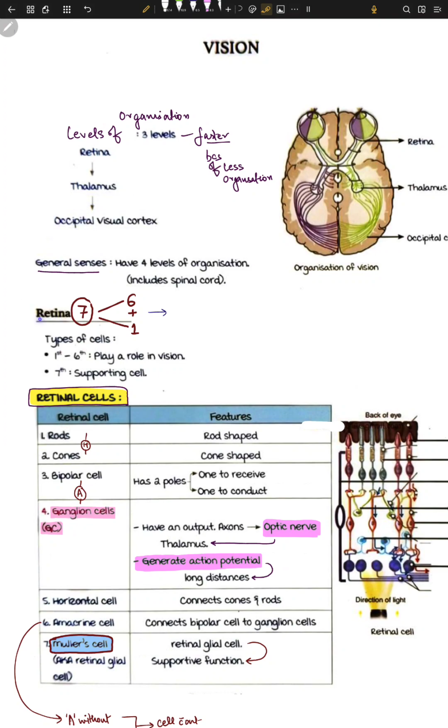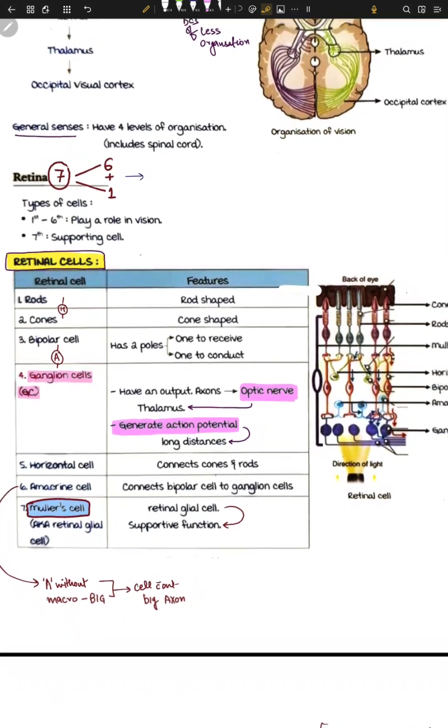Cool. So retina is majorly made up of 7 types of cells, and 6 are involved in vision, and one of them is a supporting cell, a supporting cast, and 6 of them are the main cells. Cool. Let's study retina. Retina is just nervous tissue. It's right behind the eyes here, and it's made up of 7 cells. Yes, let's study the 7 cells.